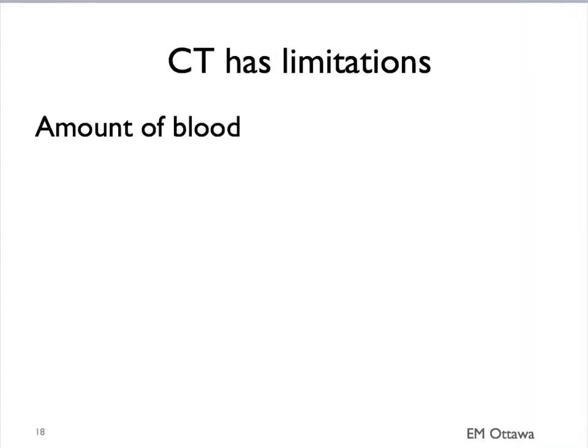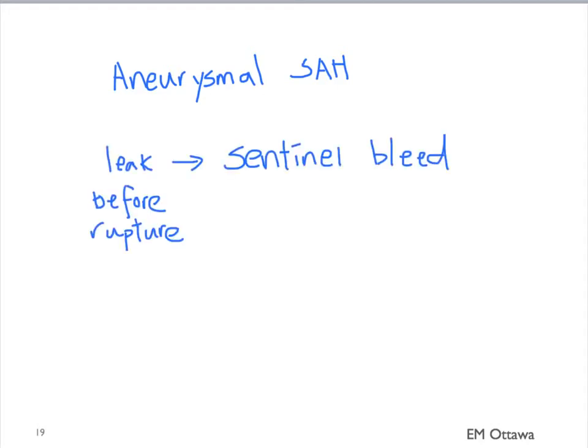The second limitation has to do with the amount of blood. When the amount of blood is quite small, it is simply very difficult to see on CT. This is especially relevant in patients with subarachnoid bleeding from aneurysms. Remember that in some patients with aneurysmal subarachnoid bleeding, before the aneurysm ruptures, they can have a warning event, a leak of the aneurysm, also known as a sentinel bleed. That sentinel bleed tends to be a very small amount.